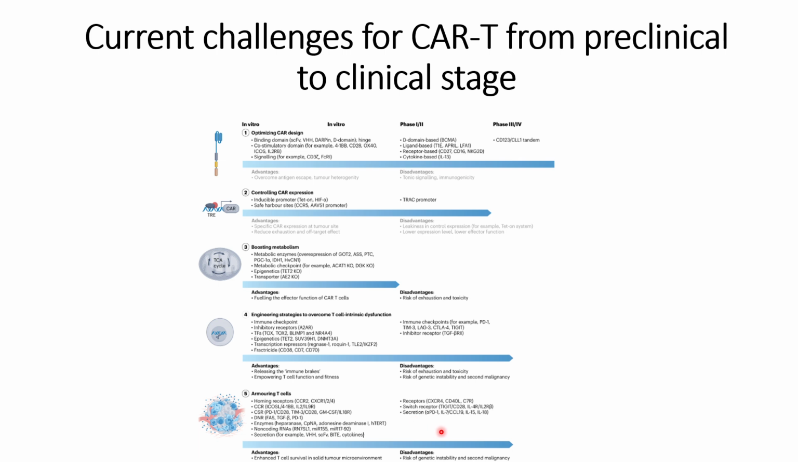modifications that reach phase 1 and phase 2 clinical trials are these receptor regulations such as CXCR4, CD40L, and also the switch receptors TIGIT, CD28, secretion receptors such as alpha PD1, IL7, CCL19. So these are some of the receptors that have made it to the preclinical stage. However, the disadvantage here is also the same. Since we are doing genetic modifications, it might cause instability and the possibility of secondary malignancy.